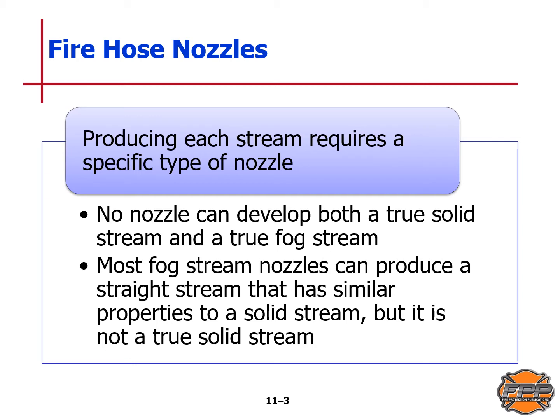Producing each stream requires a specific type of nozzle, and there's no nozzle that can develop both a true solid stream and a true fog stream. And I'll clarify what that means as we proceed. Most fog stream nozzles can produce a straight stream that has similar properties to a solid stream, but it's not a true solid stream.